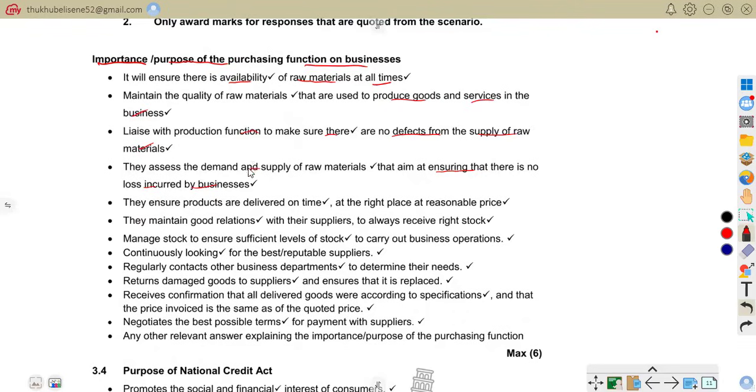They maintain good supplier relationships because they assess demand and supply of raw materials. They ensure products are delivered on time, at the right place, at a reasonable price. So they ensure timely delivery: products arrive on time and at the place, with stock delivered before production. They maintain good relations with their suppliers to always receive the right stock, which means they get a reliable supply.